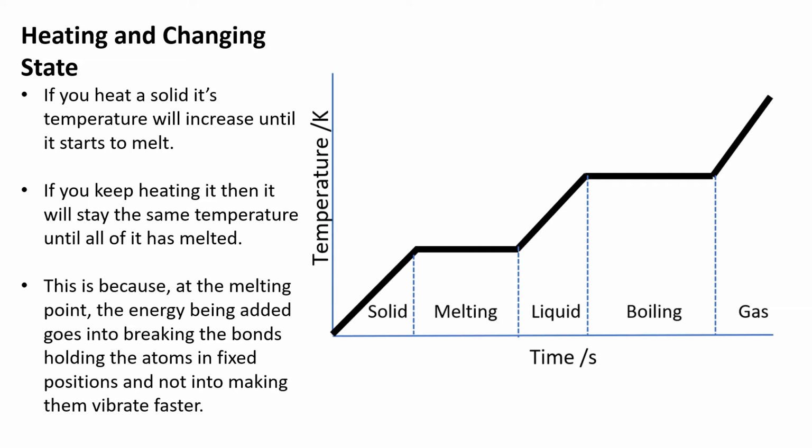So let's look at what happens when we heat something up. So when you apply heat, here's a graph showing us how if we're constantly heating something, as time moves on, the temperature increases. But you'll notice a very important thing. If you heat a solid, its temperature will increase until it starts to melt. But if you keep heating it, then it will stay the same temperature until all of it has melted. This is because at the melting point, the energy being added doesn't go into making the particles move faster, but rather goes into breaking those bonds that are holding the atoms in fixed positions.